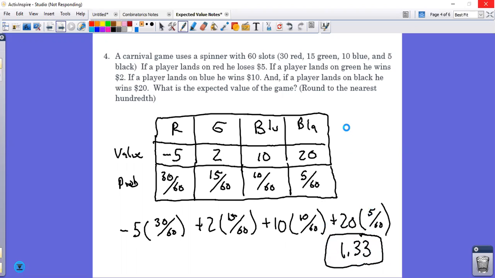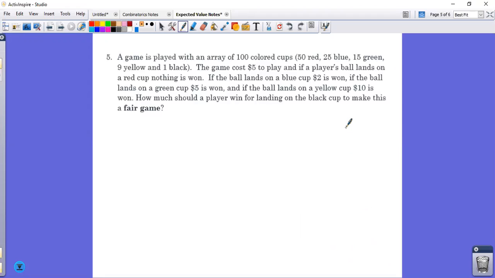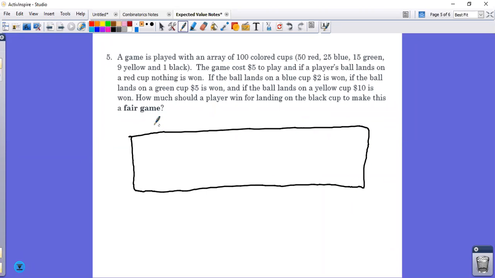Or, in this case, okay, so another game, but this one has 100 colored cups that are red, blue, green, yellow, and black. This has 5 different colors. There's red, blue, green, yellow, and black.